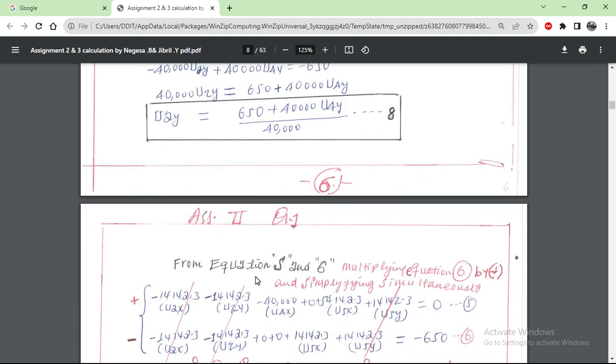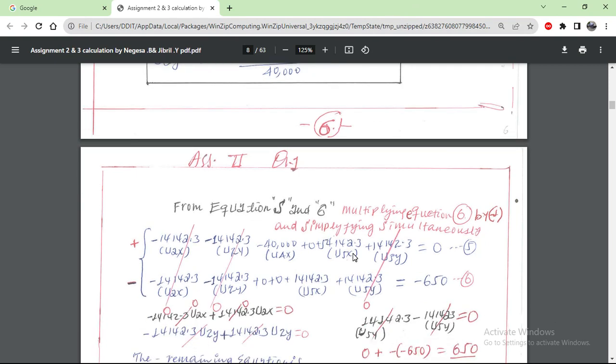So from equation number 5 and 6, multiplying equation number 6 by -1 and simplifying simultaneously. This shows us the summation of the simultaneous equations, reducing the equations. So equation number 5 is these equations, and equation number 6 is these equations we take from the table.